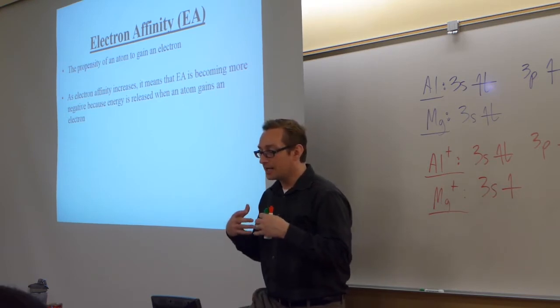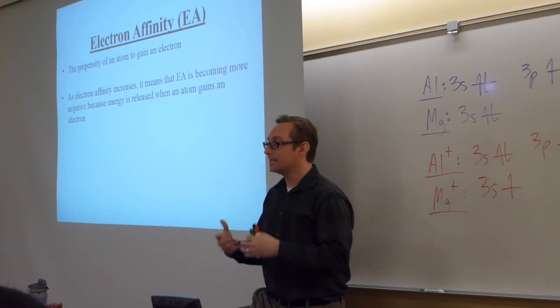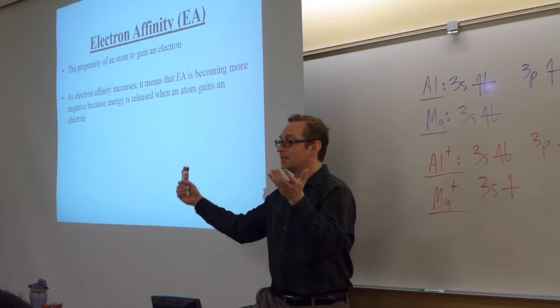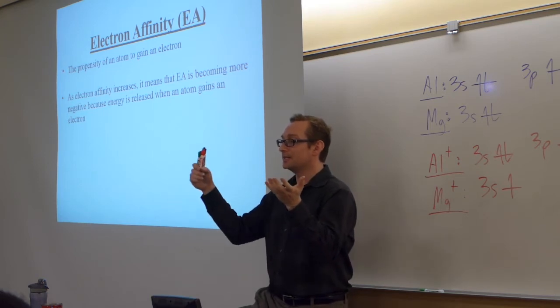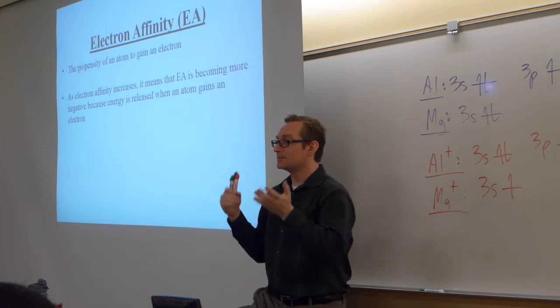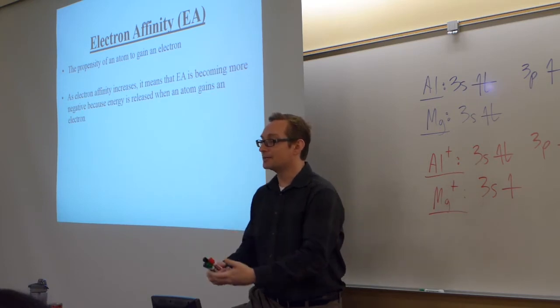Why are electron affinities often negative? Well, if you think about it, you've got a proton with a positive charge. If you throw an electron onto it, it's like bringing a negative and a positive charge closer together, and there's a potential energy that's released when that happens.